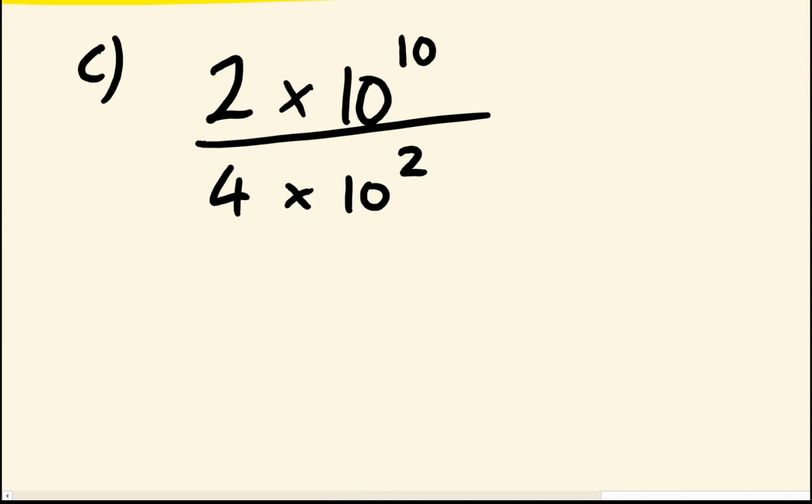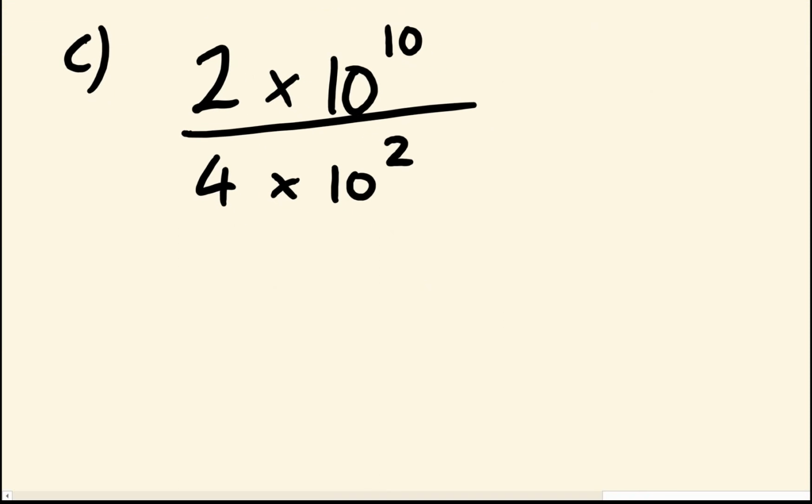Last example with division. Do it the exact same way. We're going to divide the numbers and subtract the powers. So 2 divided by 4, that gives us 0.5, because 2 over 4 is a half. Subtracting the powers, we have times 10 to the 8.